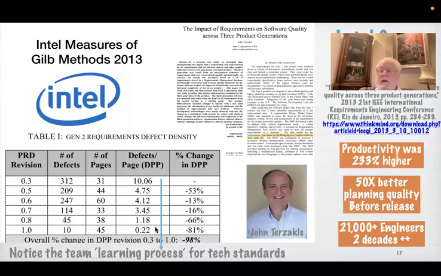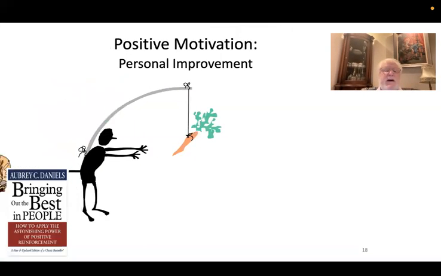So Intel has trained over 21,000 engineers over 2 decades in my methods and done research like this on the methods. If you wonder whether I just think my methods are good or somebody else does, here's a very nice form of proof. I recommend you get and read the article and others written by John Terzakis. He does some really interesting research in later years on teams and how they're motivated, for those who are interested in that.